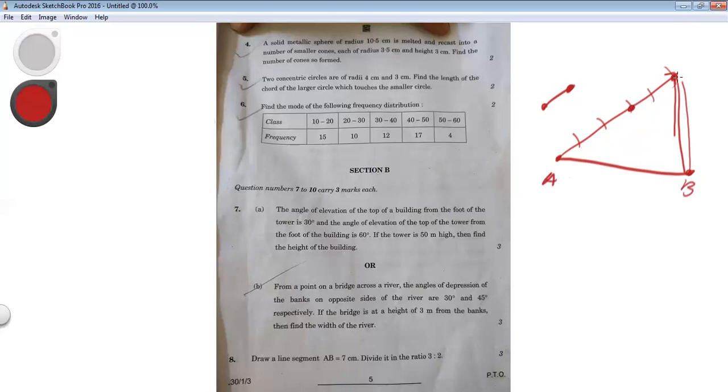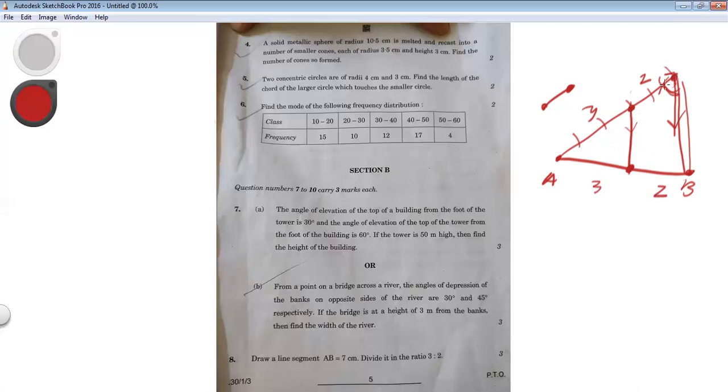Now, with this angle measure, draw a parallel line passing through this. That's it. It's going to cut it there. So we are actually using the similarity of triangles. This is in 3:2, so if you draw a parallel, this one will also be in 3:2. So join the last one and then draw a parallel line.